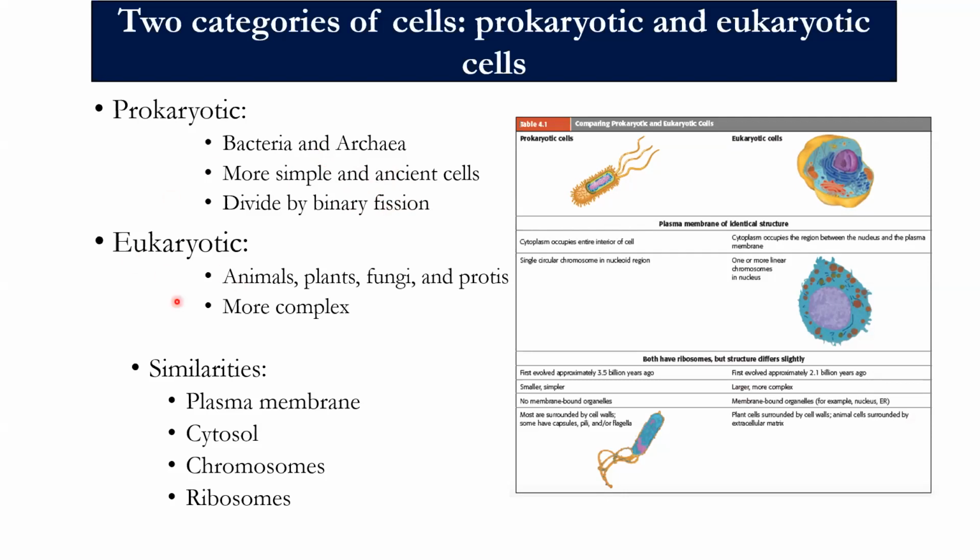And then you have eukaryotic cells, which are found in plants, animals, fungi, and protists. And these are more complex cells. So some similarities between the two is that they both have plasma membranes, they both have cytosol, they both have chromosomes, and they both have ribosomes. And they also both contain DNA. The DNA for a prokaryotic cell is found here in the nucleoid, and then the DNA for a eukaryotic cell is membrane bound in the nucleus.